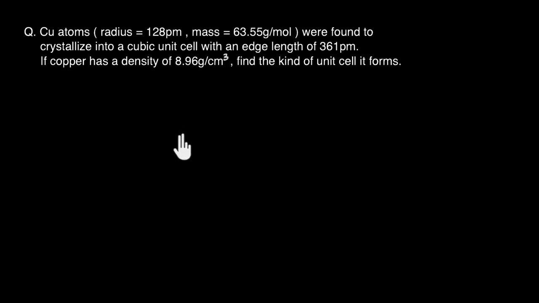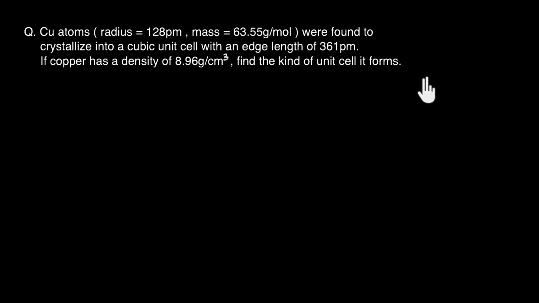Let us solve another numerical. Let's see what we have got out here. Copper atoms, radius 128 picometer and mass 63.55 grams per mole. So this is some information regarding copper atoms. Were found to crystallize into a cubic unit cell with an edge length of 361 picometers. Okay. If copper has a density of 8.96 grams per centimeter cube, find the kind of unit cell it forms.